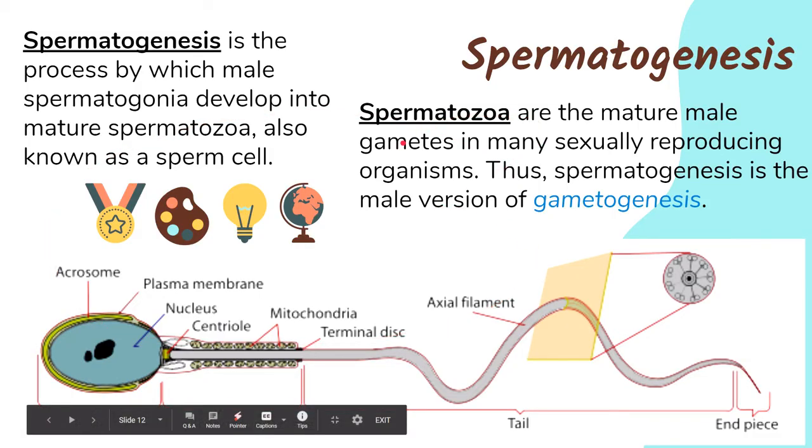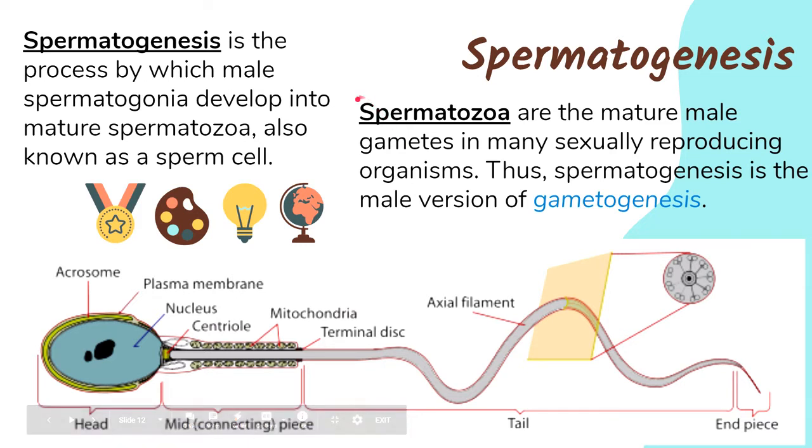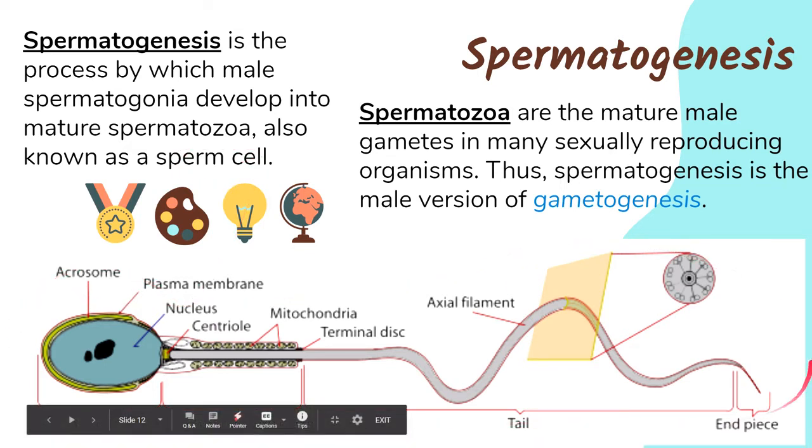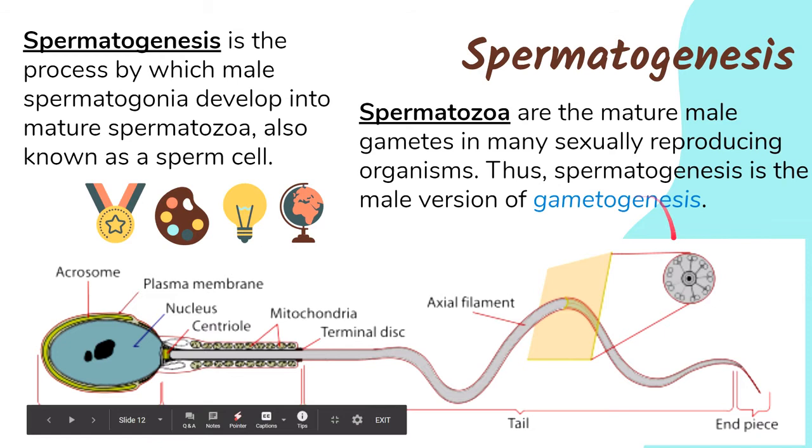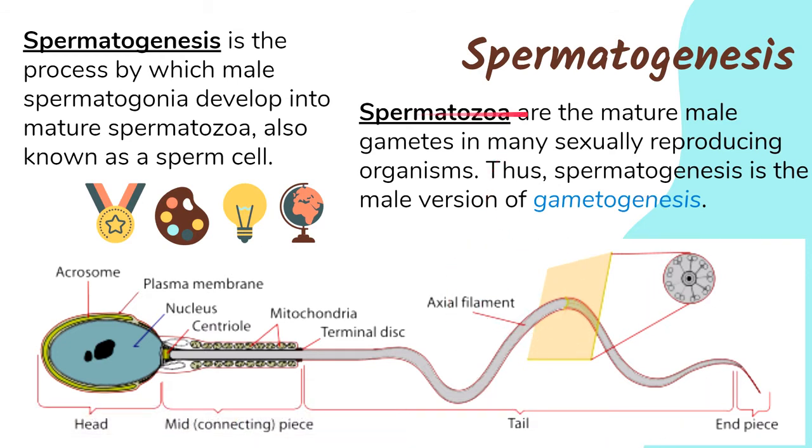So we've talked about this already in male reproductive system. Again, we define spermatogenesis as the process by which male spermatogonia develop into a mature spermatozoa or sperm cell. So this is the diagram of a mature sperm cell. We've talked about its parts. Its main cell body, then it has this midpiece that contains a lot of mitochondria, and then the tail that allows it to propel in the female reproductive system.